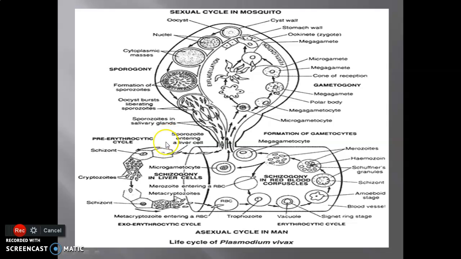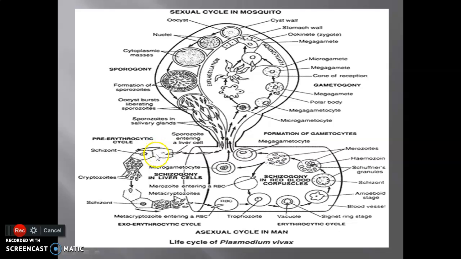Here comes the detailed account of how it infects the human being, how it undergoes the very first stage, and that is the exo-erythrocytic stage. We can say that this stage is the pre-erythrocytic stage also. See here it is written pre-erythrocytic cycle, meaning which occurs outside the erythrocyte, outside red blood corpuscles. See here, the sporozoite enters the liver cell.